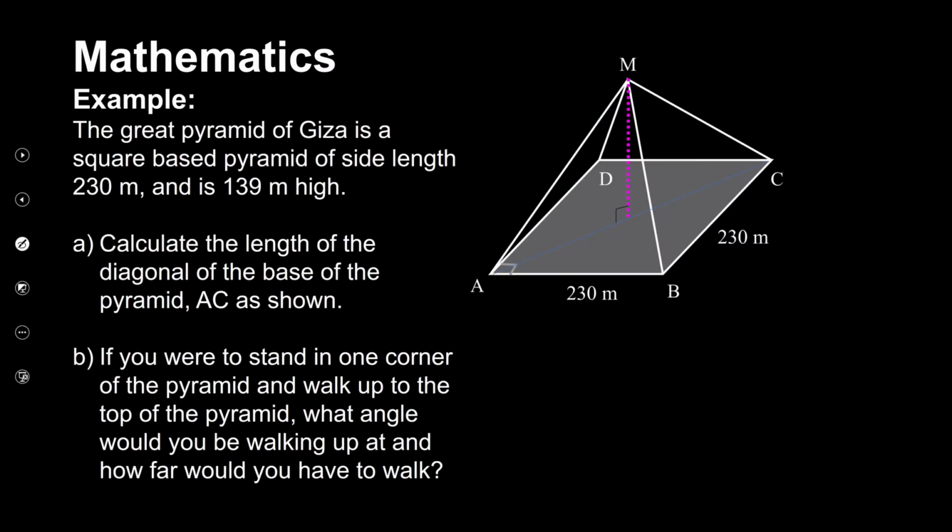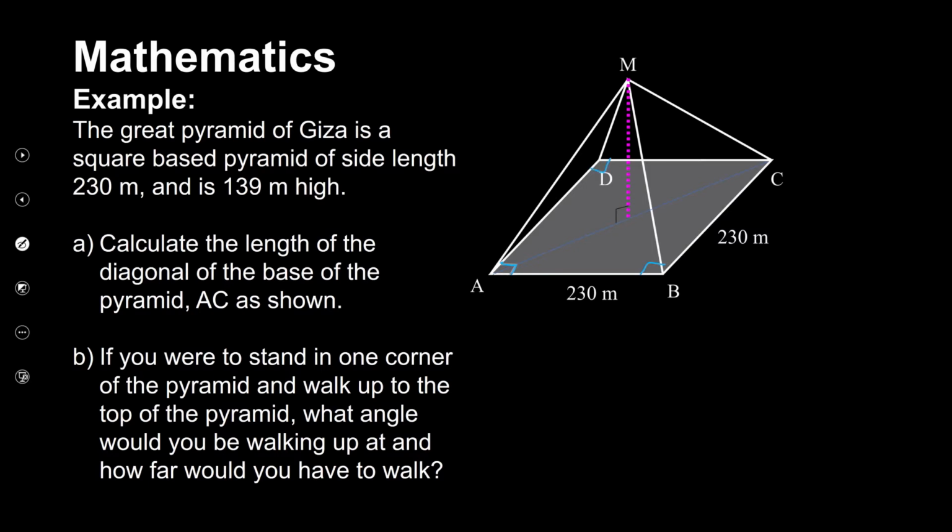Okay, in this example, it says the Great Pyramid of Giza is a square-based pyramid with a side length of 230 meters and it's 139 meters high. So what they're telling us is we've got a prism and the base, the gray area, is square, which means every corner is a right angle. So that's a right angle, and that's a right angle, and so is that one.